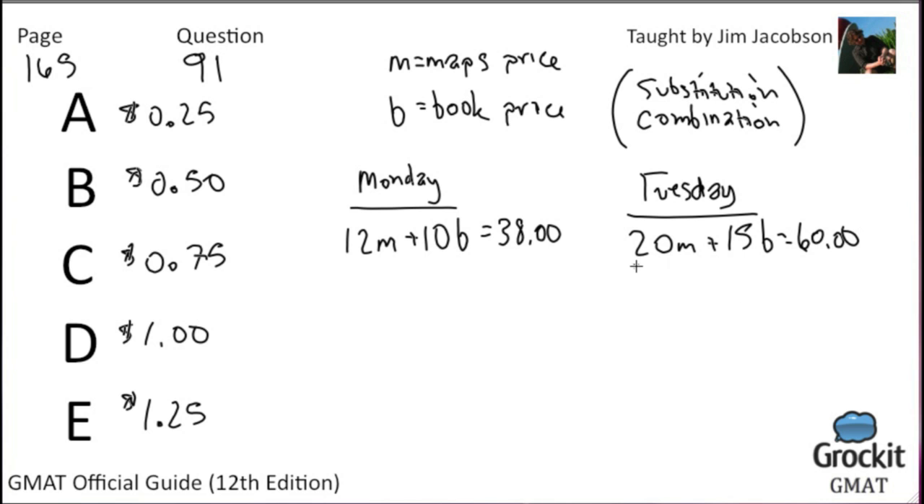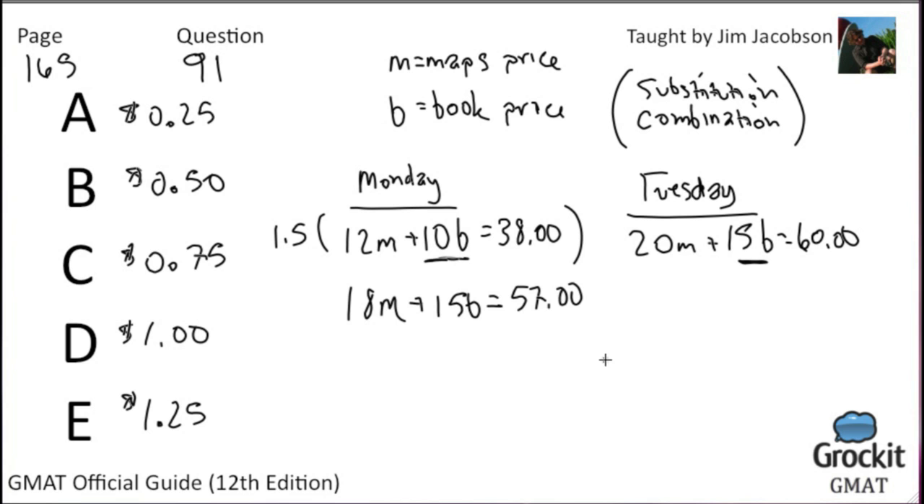So the reason we're choosing combination method here is that these variables that have the B in front of them, one of them is a 10 and the other one's the 15. So there's a relatively clear way that we can modify the Monday equation so that we end up with 15B, and then we can subtract them. So if we multiply the whole Monday equation times 1.5, we can actually get the same value for the same number of books. So 12 times 1.5 is 18, so that's 18 times the map price plus 15 times the book price. And then 38 times 1.5 equals 57, because half of 38 is 19, so $57.